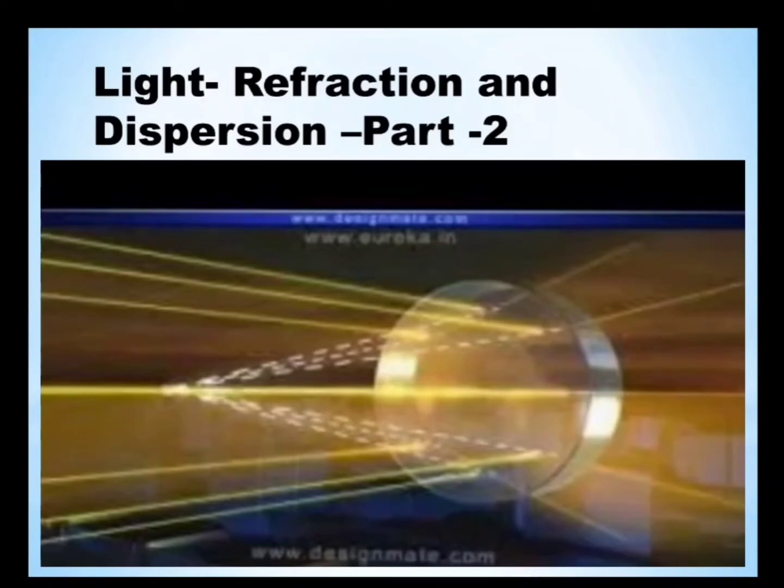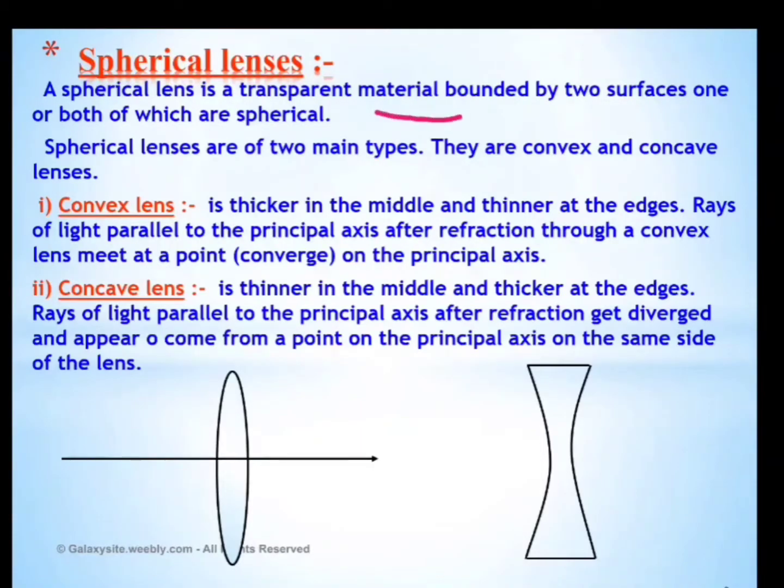Today we are going to start the topic light, refraction and dispersion part 2. In this part we are going to study two types of lenses, that is convex lenses and concave lenses. A lens is a transparent material that is bounded by two surfaces, at least one of them is spherical.